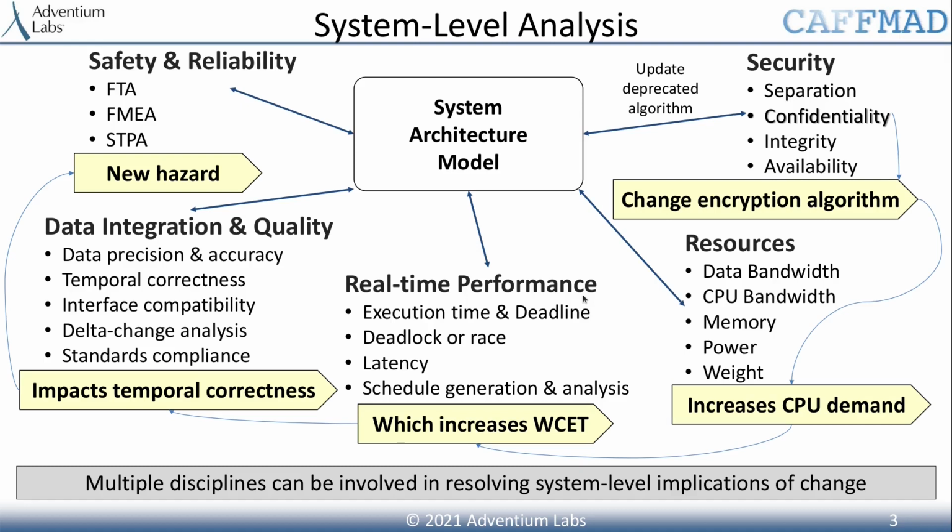CAFFMAD is intended to help systems engineers understand and address change impact and relationships between components and system-level properties. For example, shown here is a ripple of change through a system due to updating a deprecated crypto algorithm to an approved modern version.